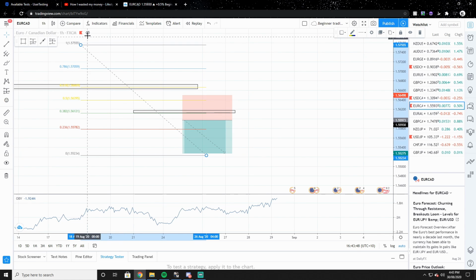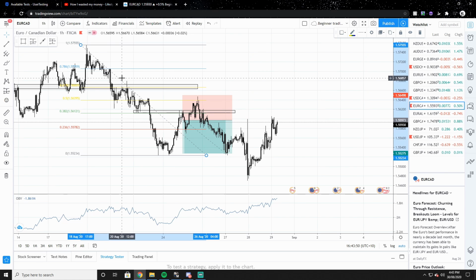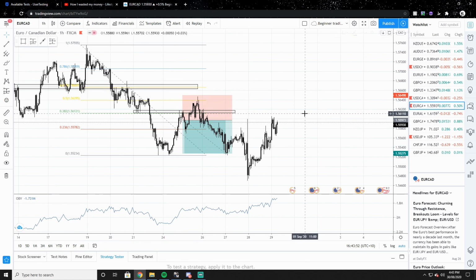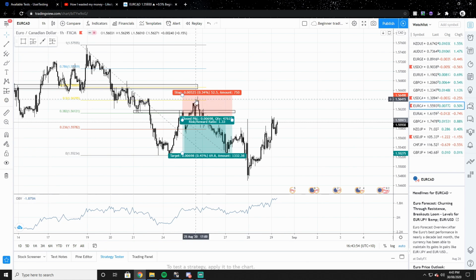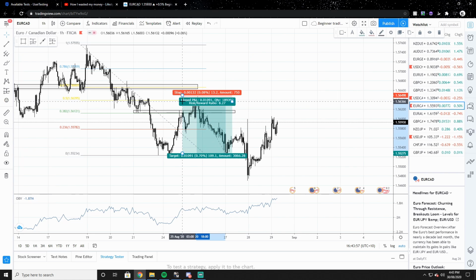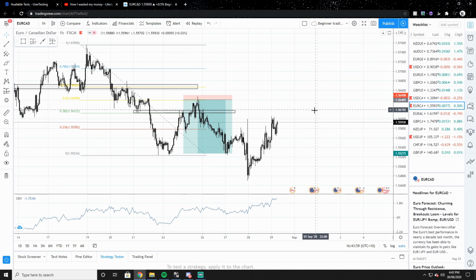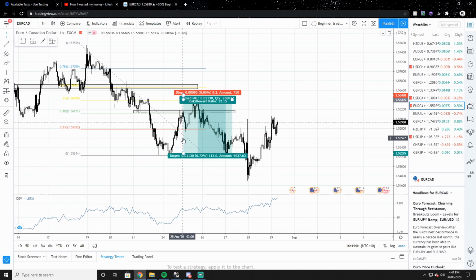Oh yeah, there we go. We can see that this here would have been a much better entry, as there is a lot of rejection at this 0.5 level. If we had entered in there, we can see there's a possible 113 pips that could have been bagged.